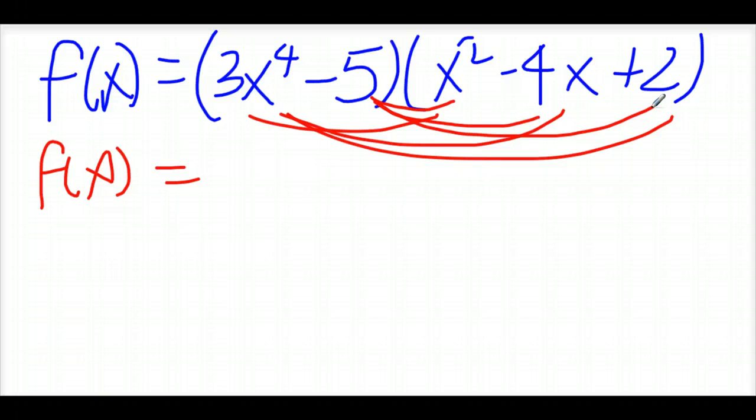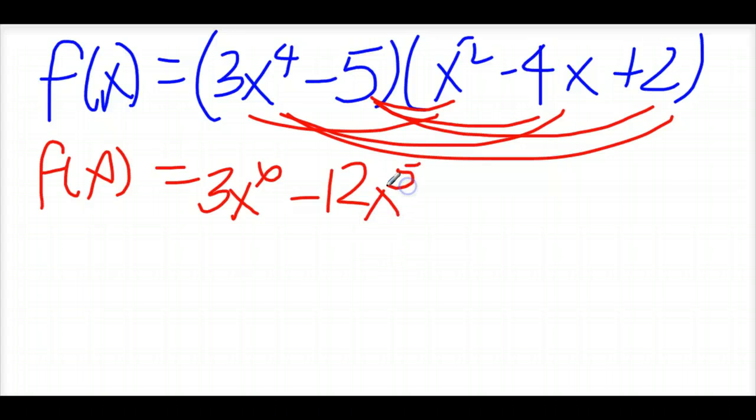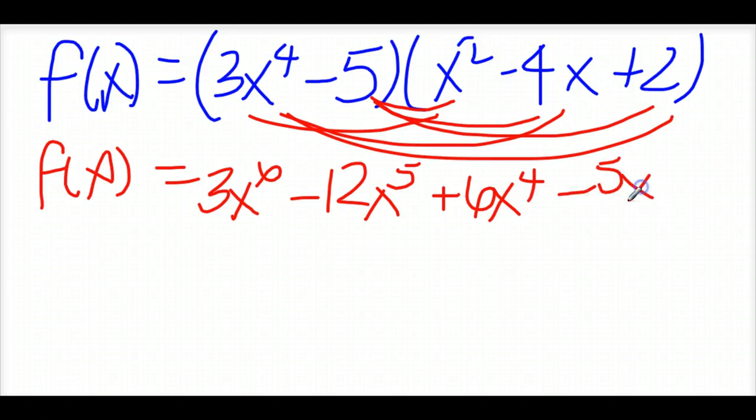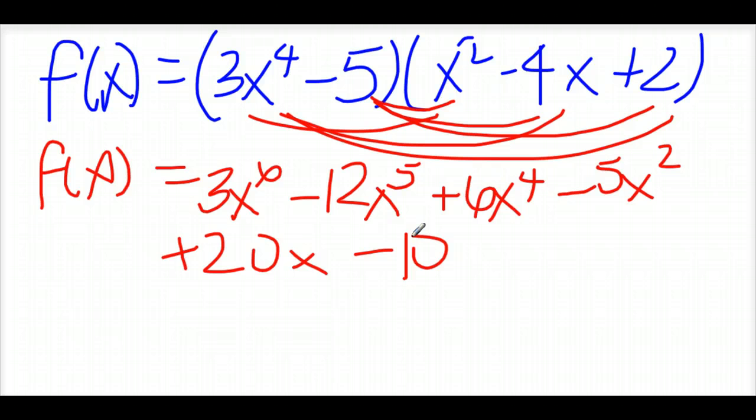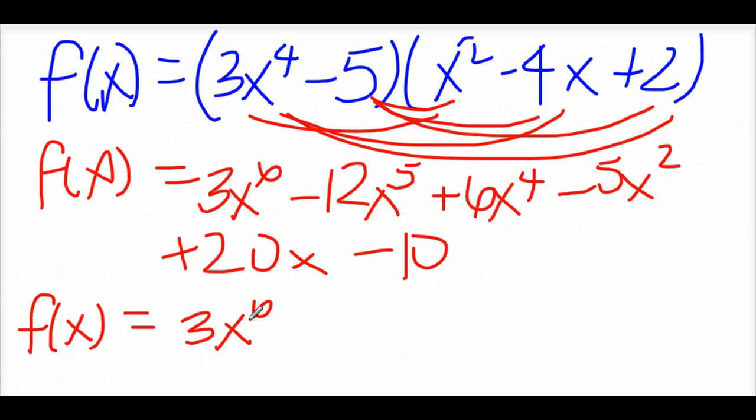So if I do my multiplication, I get 3x to the sixth minus 12x to the fifth plus 6x to the fourth minus 5x squared plus 20x minus 10. So I can combine a few of these. If I rewrite this again, I get f of x is equal to 3x to the sixth.